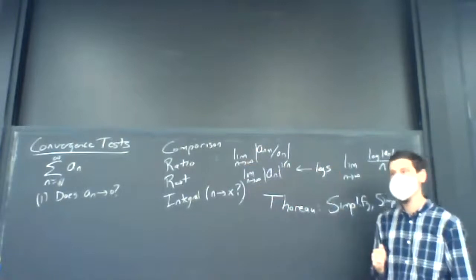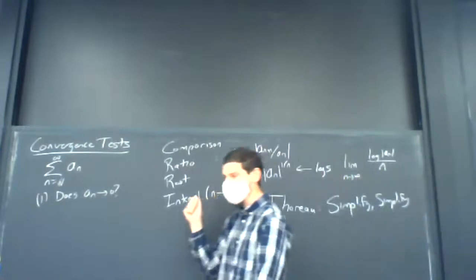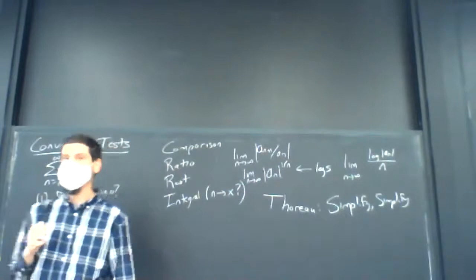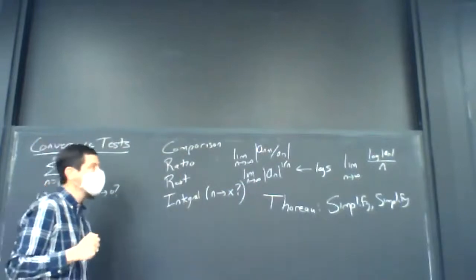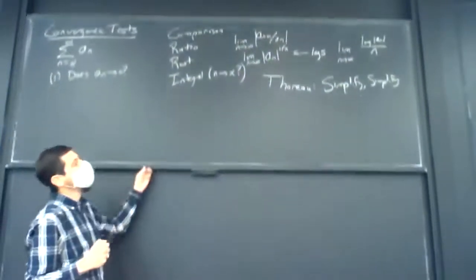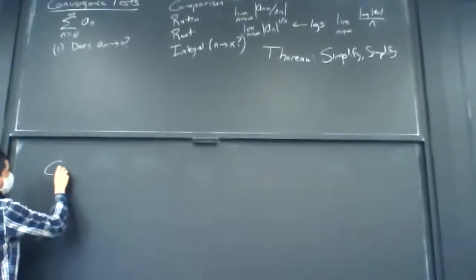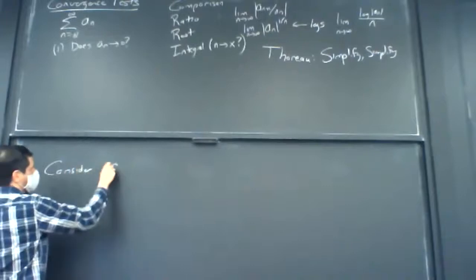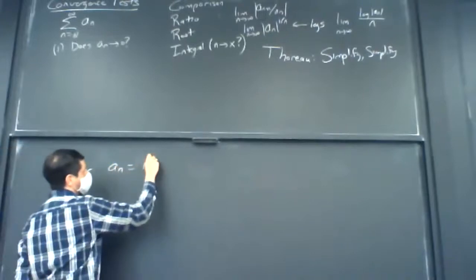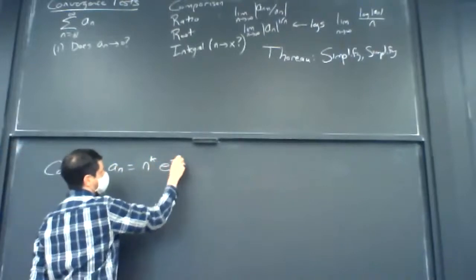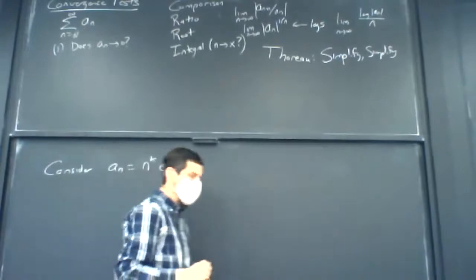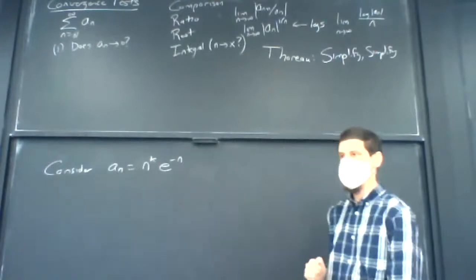And if none of them works, maybe you go back to one of the early ones and say, you know, maybe the algebra wasn't so bad after all. So let's try to do an example. So let's consider the following. So a_n is n to the k e to the minus n.